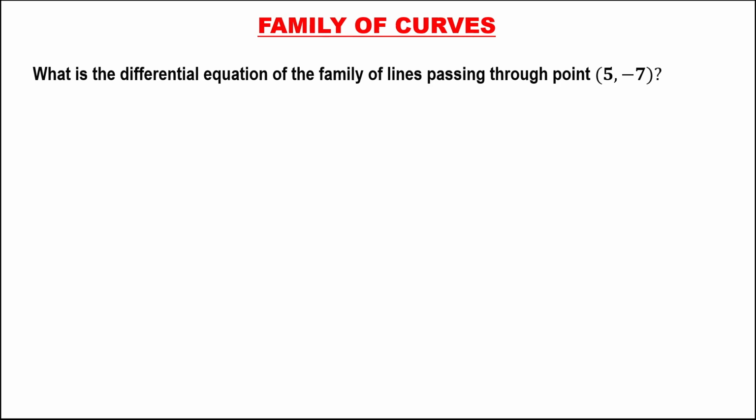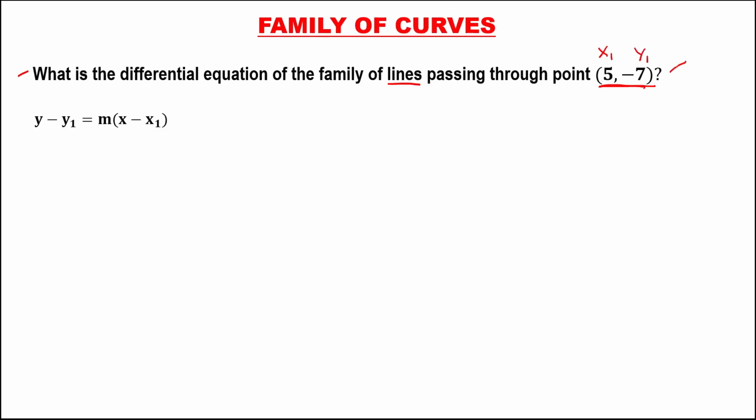So for this problem, the family of curves, from this given, what is the differential equation of the family of lines passing through point 5 and negative 7? Using the point-slope formula, y minus y sub 1 equals m, that's the slope, times x minus x sub 1. Then from the given point, this is x sub 1 and y sub 1.